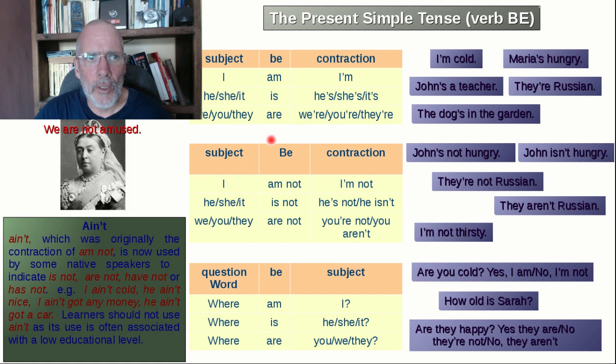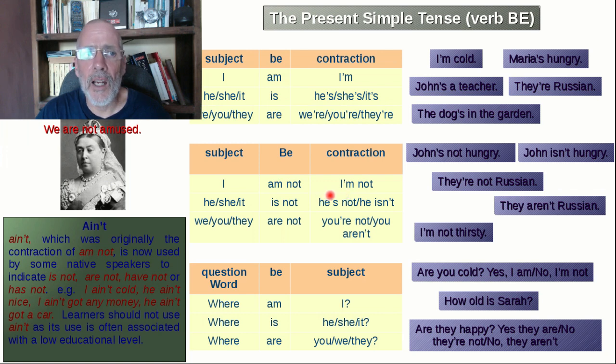Okay, so let's continue here with the negative of the present simple tense with the verb be. And it's very simple. When we want to form the negative, all we need to do is add the word not after the verb be. So it's subject plus verb be plus not. I am not. He is not. She is not. It is not. We are not. You are not. They are not. However, once again, we use contractions.